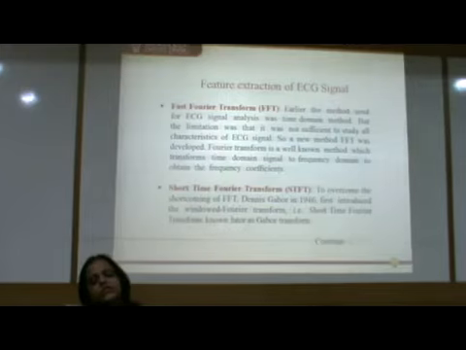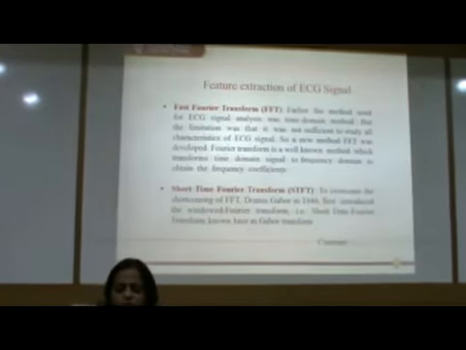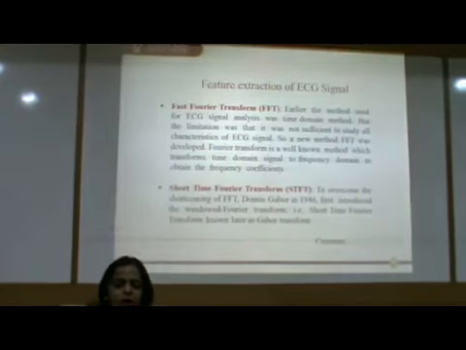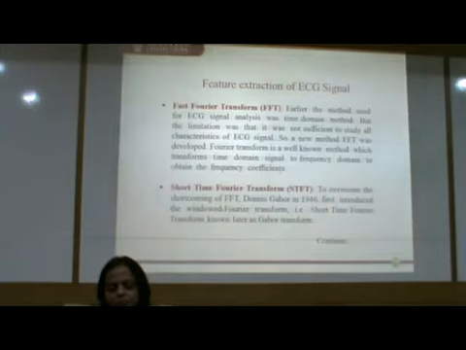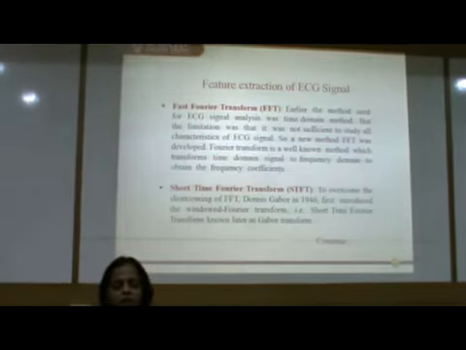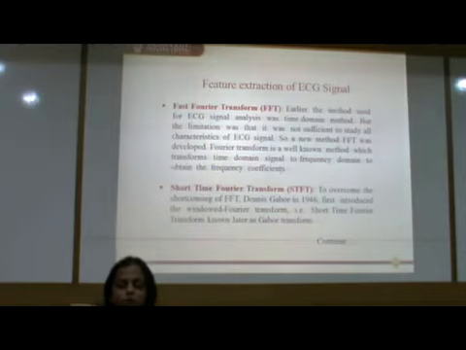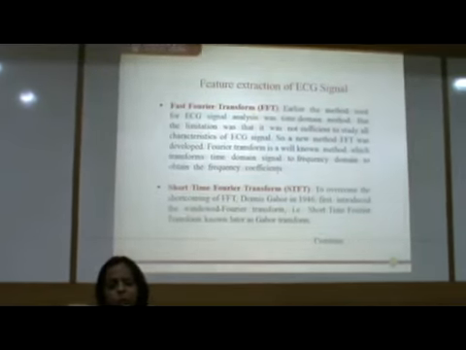For transform-based feature extraction, we can use the fast Fourier transform. Earlier, the method used for ECG signal analysis was the time domain method, but the limitation was that it was not sufficient to study all characteristics of the ECG signal. So a new method, FFT, was developed. Fourier transform is a well-known method which transforms a time domain signal to the frequency domain to obtain frequency coefficients.